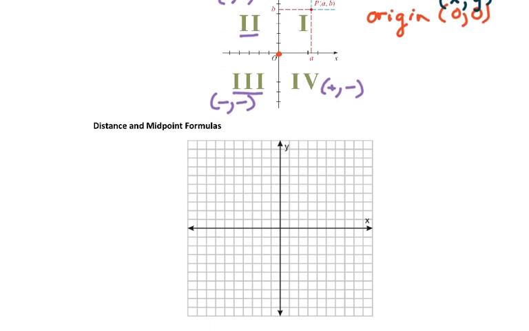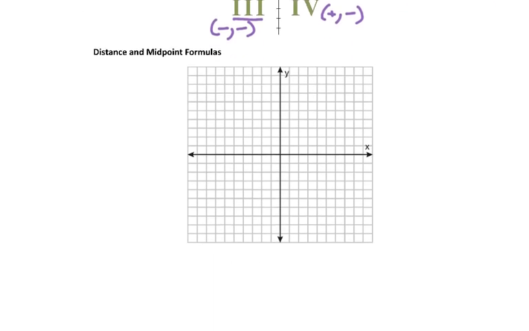So now let's look at two formulas, the distance and midpoint formulas. You may have seen these in a previous math class. So let's look at a little proof of these formulas.